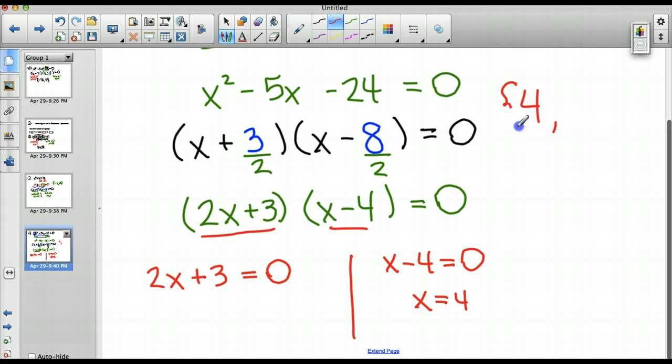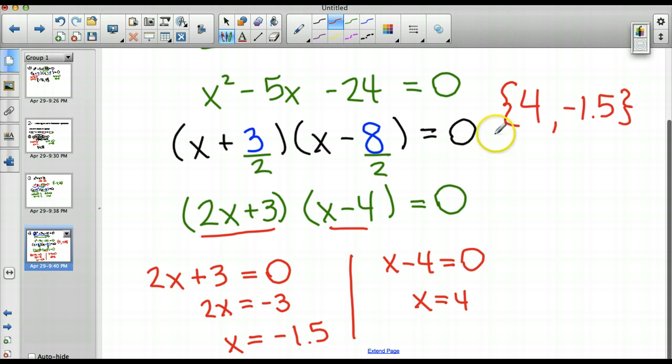To get my other answer, I've got to do a little bit more, but not a lot. This is just a two-step equation. So to solve for x, I need to subtract 3 from both sides. So I get 2x is equal to negative 3. And then when I divide by 2, negative 3 divided by 2 is negative 1.5. So I get answers of 4 and negative 1.5 as my zeros for this problem.